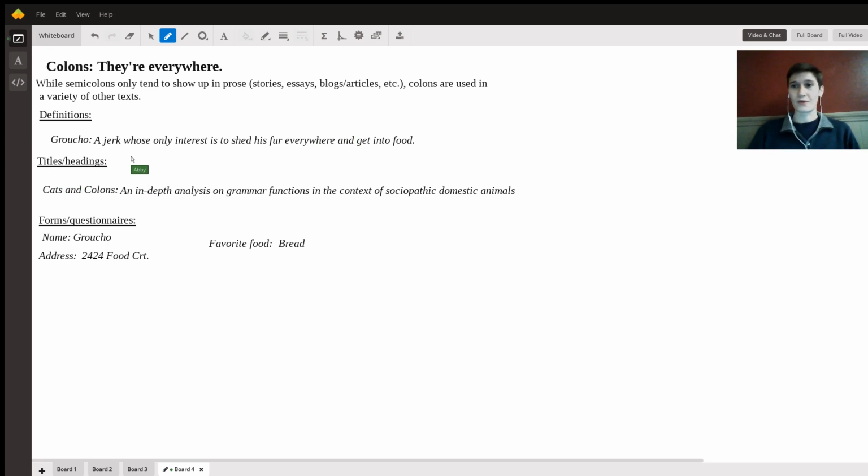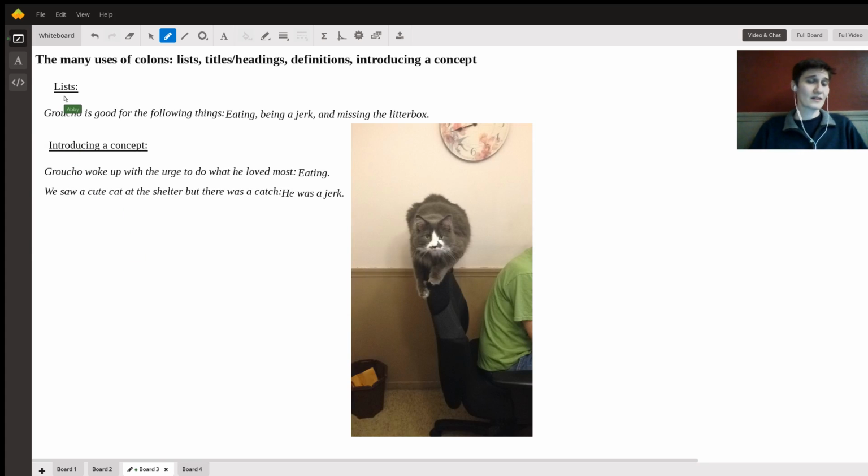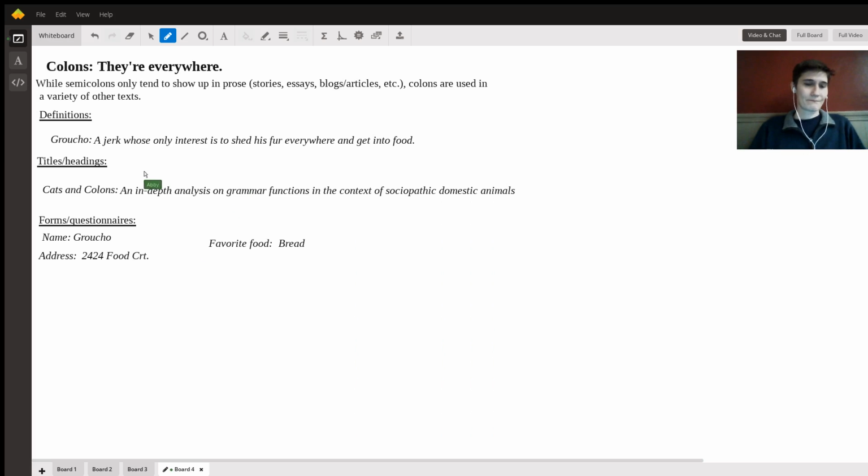Colons are also used for titles and headings, which also might be a part of these prose. Colons also show up in regular prose. They might show up in the middle of an article or the middle of a story or essay. It really depends. But they're very common in titles and headings. If you hadn't noticed, these headings here all have colons.